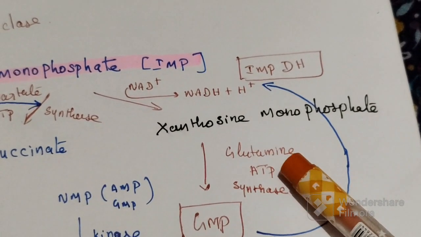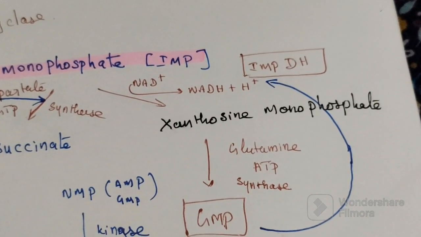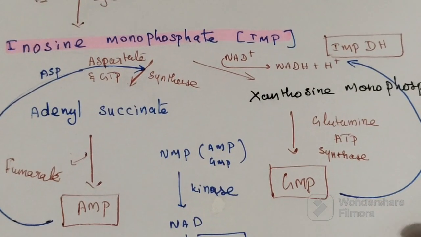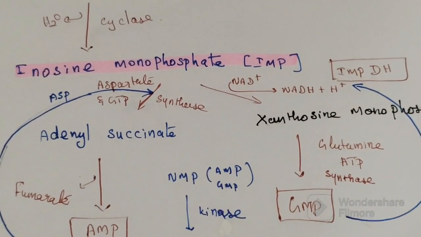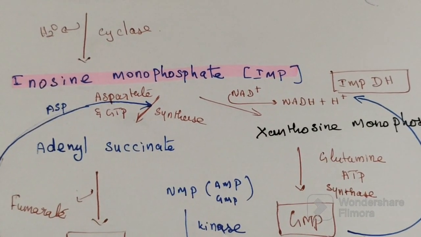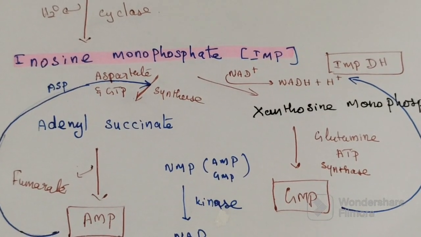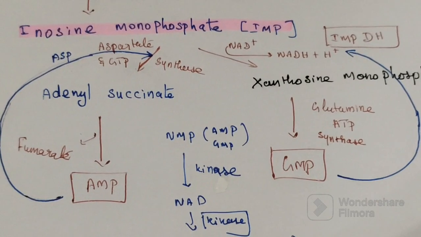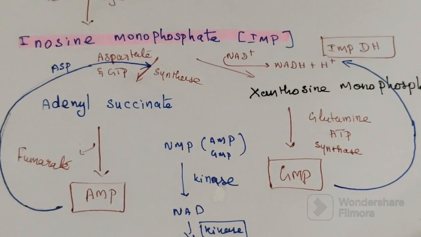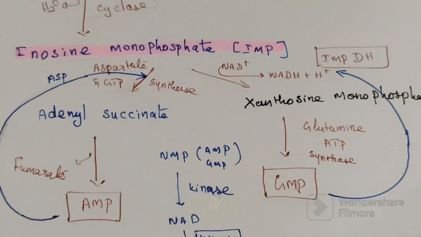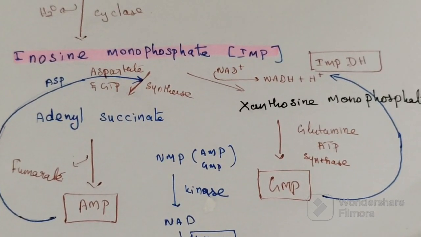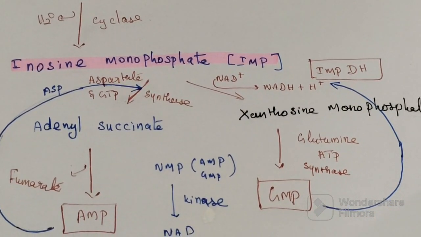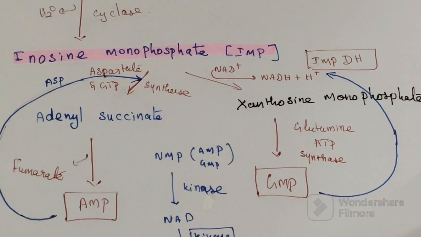With the help of glutamine, ATP and synthetase, it is converted into GMP. There is cross regulation. GMP requires ATP, AMP requires GTP. So it is a cross regulation. If one nucleotide is deficient, there is deficiency of the other nucleotide. This is the importance of cross regulation. Also, the enzymes adenylosuccinate synthetase and IMP dehydrogenase are under feedback control by AMP and GMP.